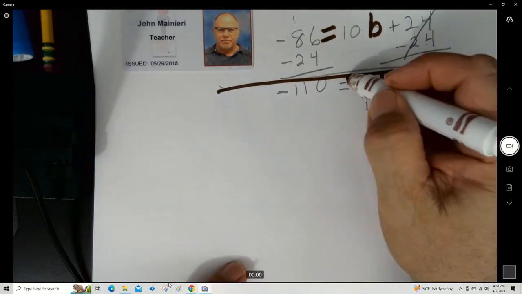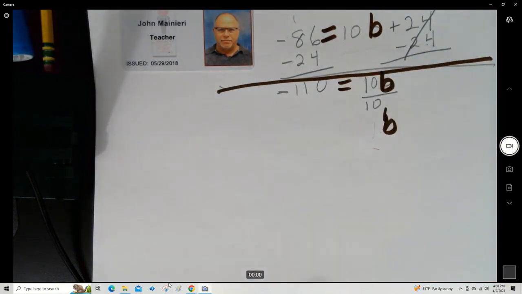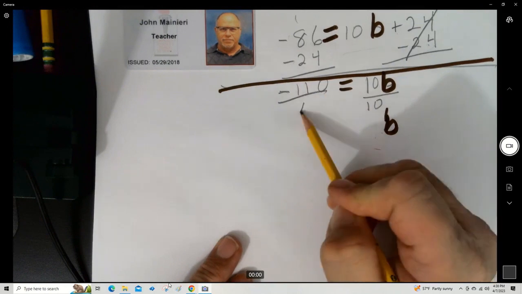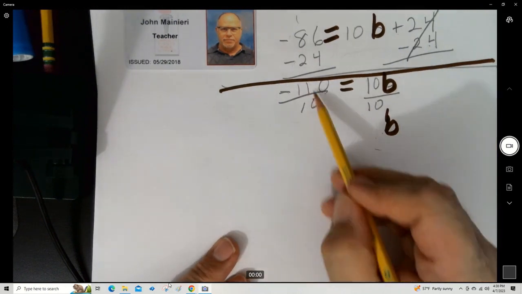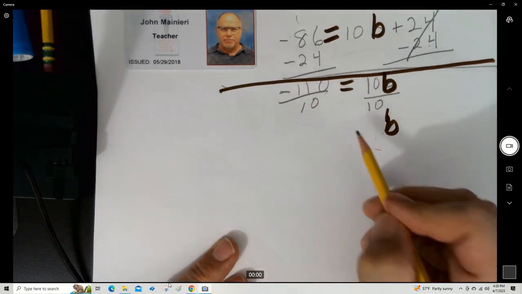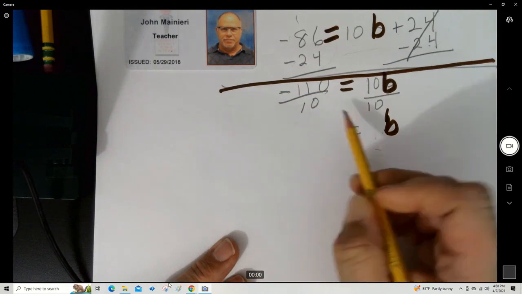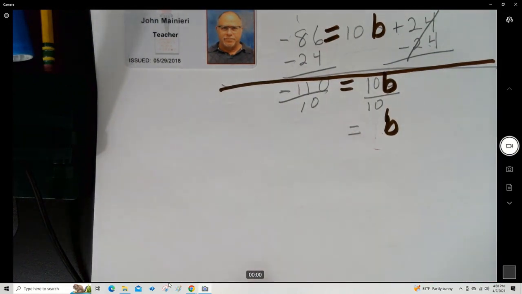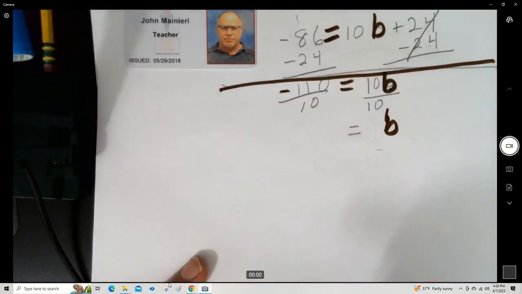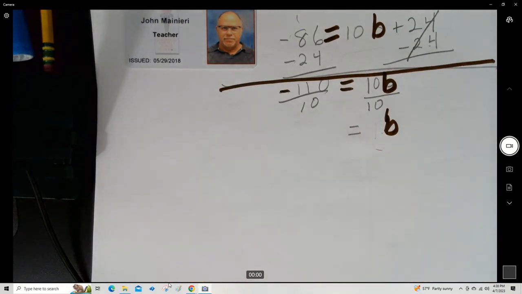Here's our equal sign, but we've got to do it to both sides. It's got to stay equal. So we get negative 110 divided by 10 equals, and most importantly, we've got to know we have a negative on top and a positive on the bottom, which makes it negative.